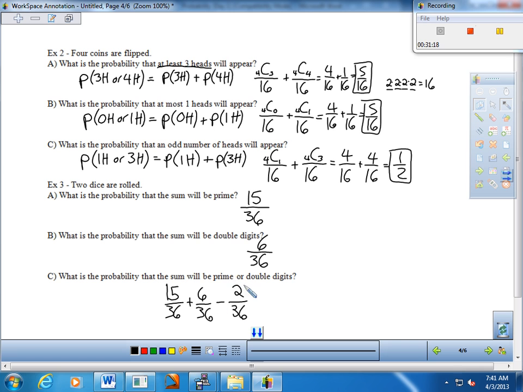So please just be careful on that. There is the overlap, and so we do have to account for it. Let's see, what do we get there? 19 out of 36. And there you have it. Cool. So again, or means add, but just be careful about the overlap. Subtract away that redundancy.